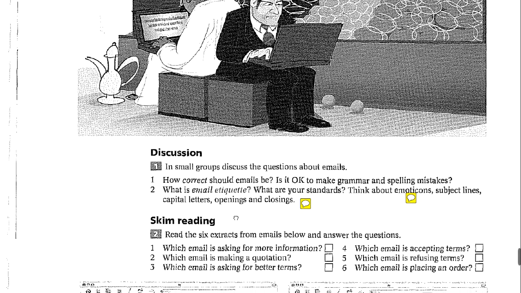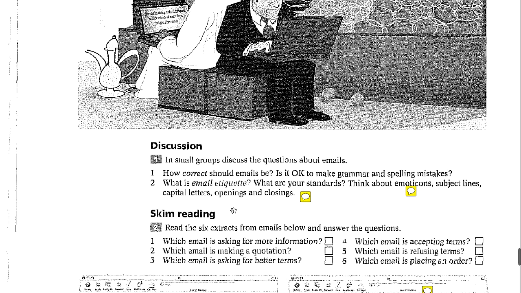How correct should emails be? Is it okay to make grammar and spelling mistakes? What is an email etiquette? What are your standards? Think about emoticons, subject lines, capital letters, opening and closing remarks.